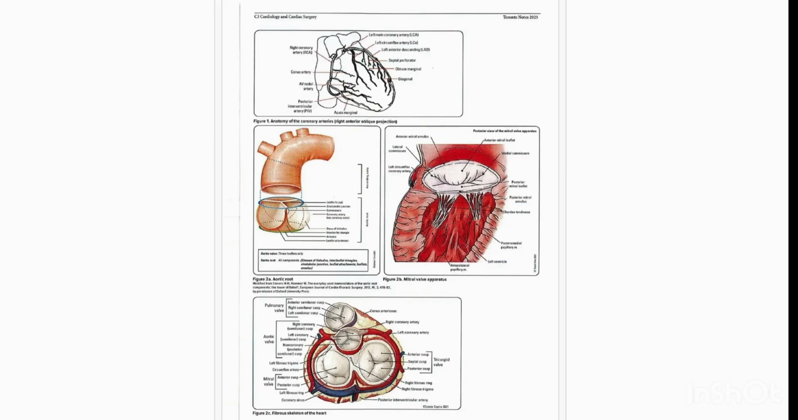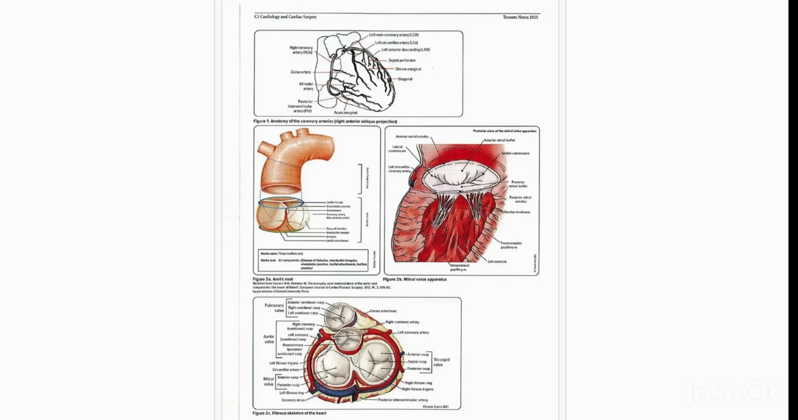Finally, Figure 2c gives us a superior bird's eye view of the fibrous skeleton of the heart, which acts as the structural and electrical backbone of the organ. Here we can see the relative position of all 4 valves. Anteriorly sits the pulmonary valve with its anterior, right, and left semilunar cusps positioned just above the conus arteriosus. Directly behind it is the aortic valve, flanked by the tricuspid valve on the right and the mitral valve on the left.